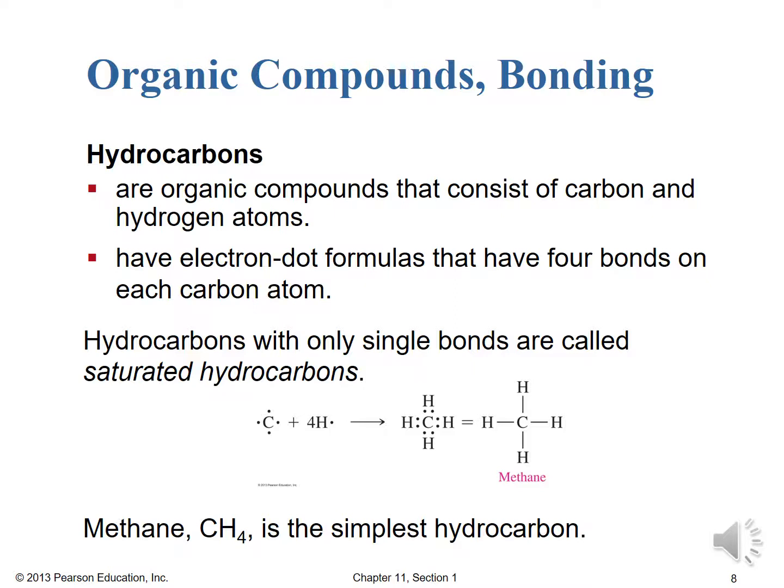They have electron dot formulas that have 4 bonds on each carbon. They may not have 4 hydrogens because some of the carbon bonding can be with other carbons, but you'll have 4 bonds, 4 lines that you'll draw in the skeletal structures. Hydrocarbons with only single bonds are called saturated hydrocarbons. And we see here an example, methane.